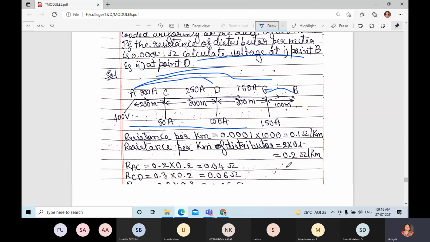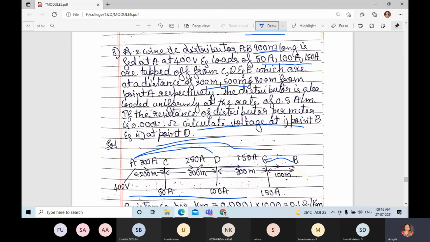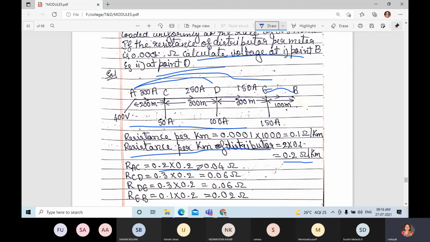Resistance of each section you should find out. So resistance per kilometer, 0.0001 into 1000, that is 0.1 ohm per kilometer. For a distributor, 2 into 0.1, you will get 0.2 ohm per kilometer. So here RAC is equal to 0.2 into 0.2. Why they have multiplied 0.2 into 0.2? Resistance they have given 0.2 and the distance is 200 meter. Next, 0.04 ohm.